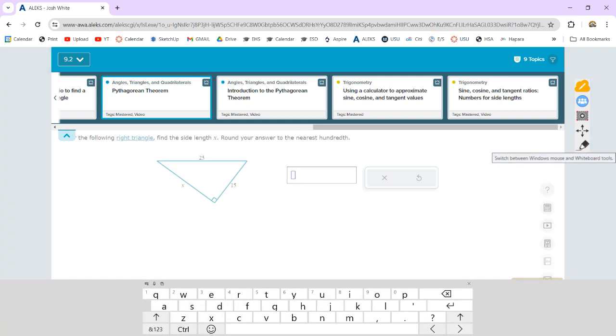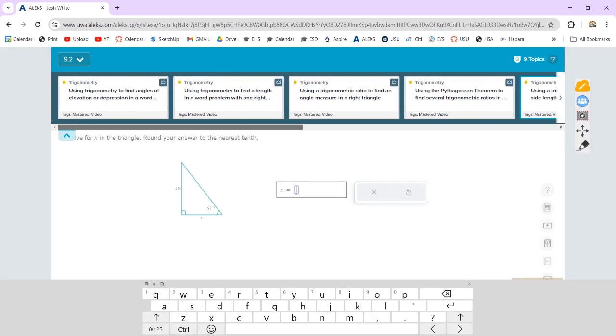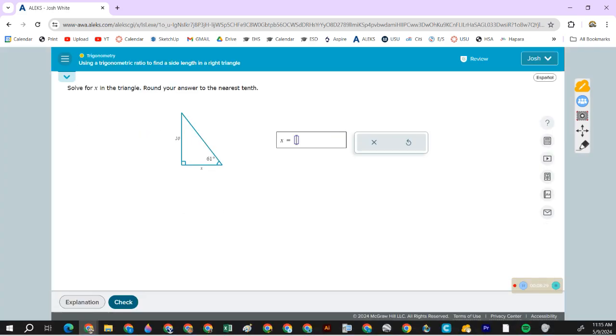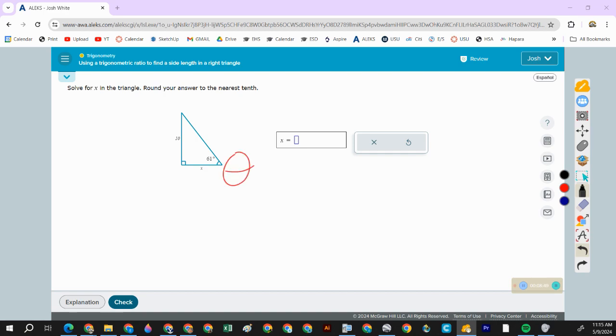Okay, we just solved a question like this. Okay. So how do we use trig to find x in this case? Well, if I call 61 theta, what two sides am I dealing with? This is opposite, and this is adjacent. Which trig ratio uses O and A? Tangent. Right? SOHCAHTOA.